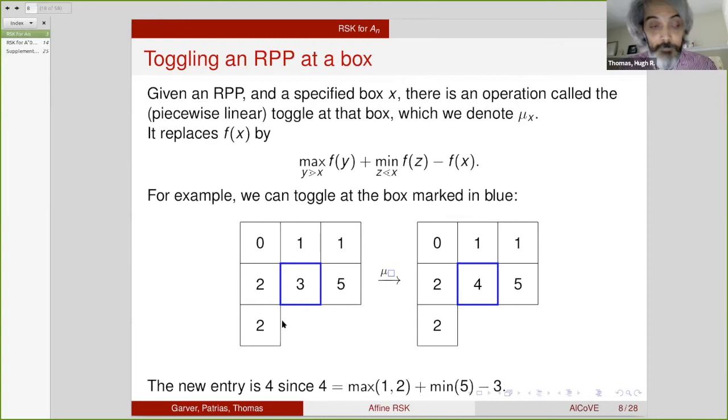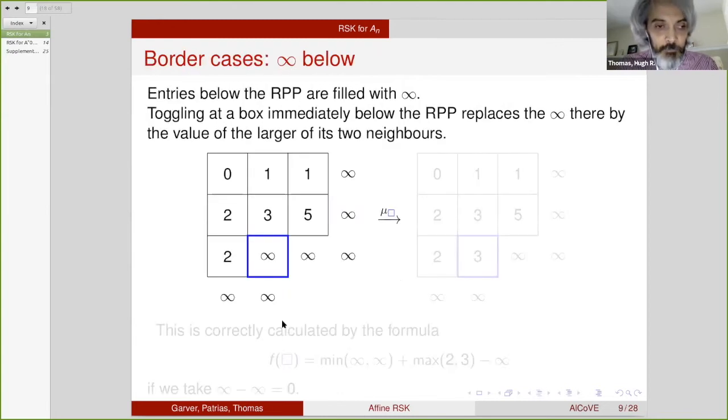There's a couple of things here. This is maybe not super important, but it's helpful to think in these terms. And this turns out to be even more helpful for some other elements of our project, which I'm not going to be getting into today. But let me just say this anyway. We want to think of the boxes below the shape as really being filled by infinity.